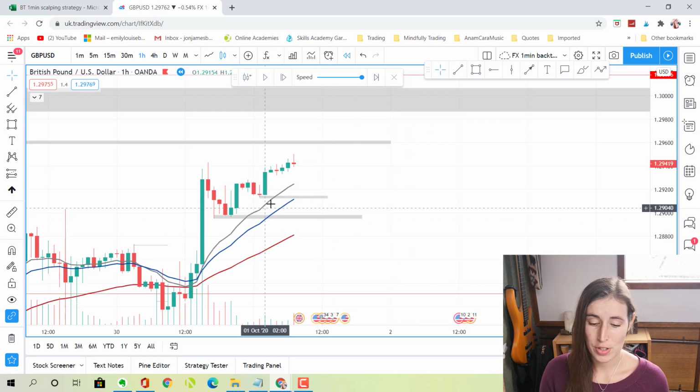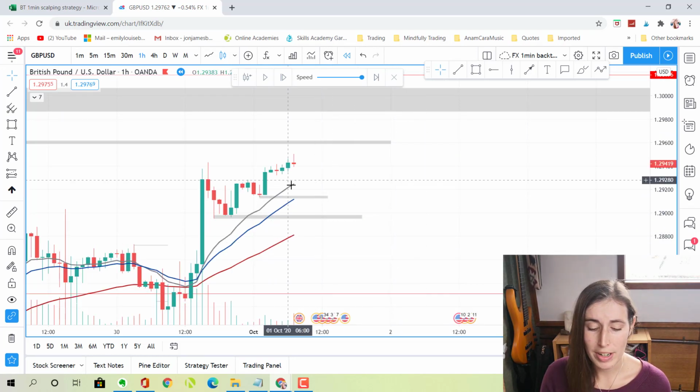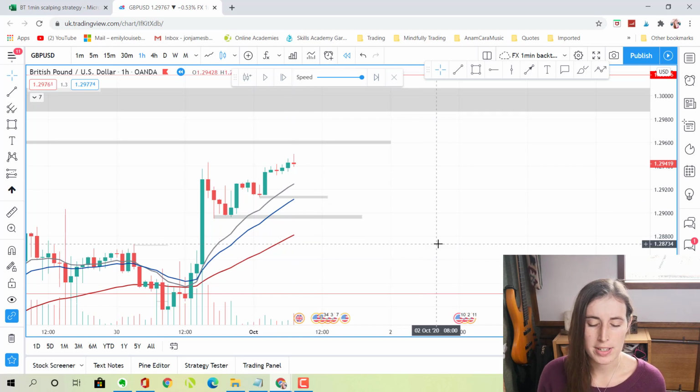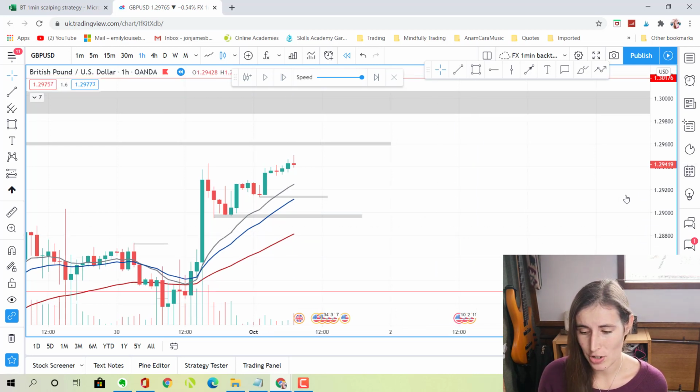And you may have noticed for the strategy, I have actually included some moving averages. I've included 3 moving averages for a few different reasons actually.